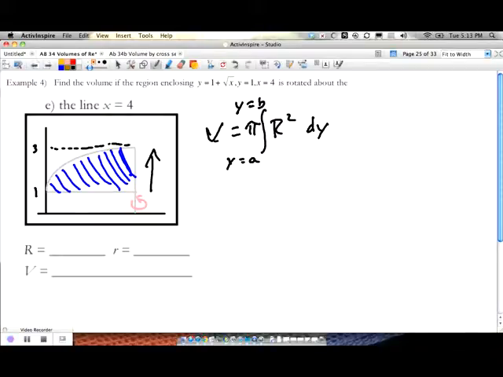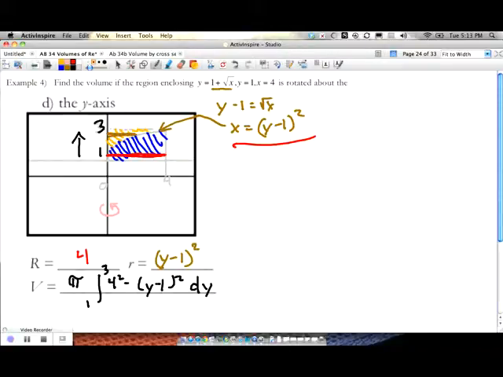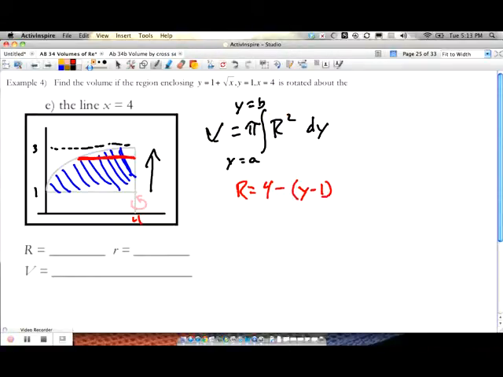So to figure out this horizontal radius, this big R, I need to figure out how far it is from this edge to the axis of rotation. Well, if we start with the bigger number, which is, in this case, 4, subtract the littler number, which is that function that we translated into y. If you think back to here, it's going to be y minus 1 quantity squared. So we don't really care about the little r, but we do care about this big R, which is 4 minus y minus 1 quantity squared.